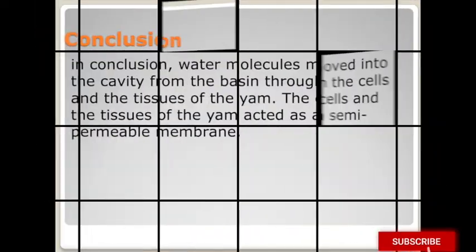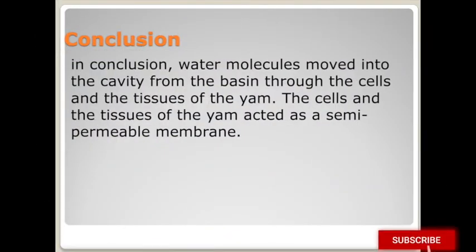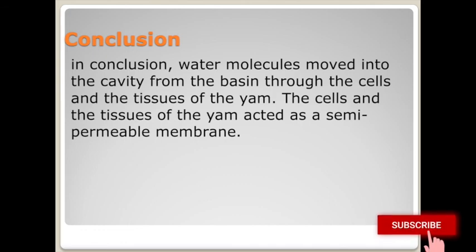We're going to end this lesson by saying that we should remember the definition of osmosis, the factors that affect the rate of osmosis, examples of materials that can be used as a semi-permeable membrane in osmosis, and the experiment that we have just looked at.